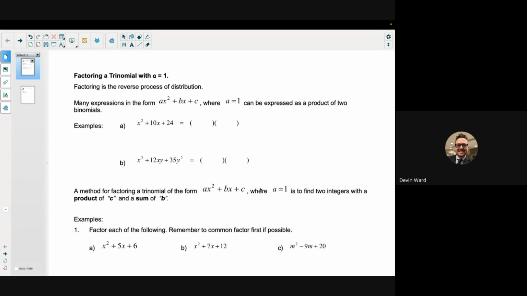Okay, so first, let's just remember how we expand. If we multiply two binomials together, we need to FOIL. So we have x times x, which is x squared. We do the first two together. We do the outside two together. That is 6 times x, which is 6x. Do 4 times x in here, which is 4x. And then 4 times 6 for our last two is 24. We have some like terms in the middle here.